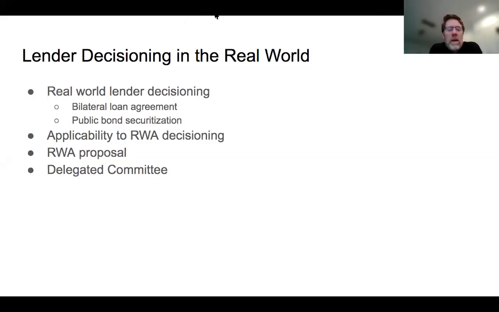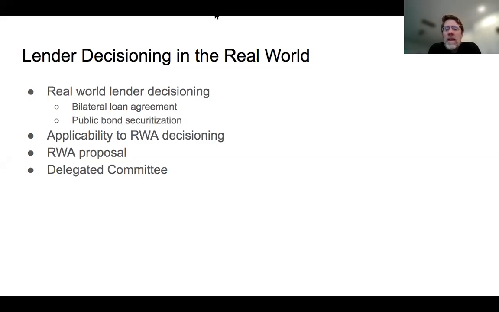Then let's look at a public bond securitization, which is a much more complex entity and an interesting one because decisioning is more decentralized in a sense. And let's think what's helpful in that potentially to DeFi and Maker and what isn't. Then let's talk about how we might do it. Here's a rough proposal, and then let's talk about it.